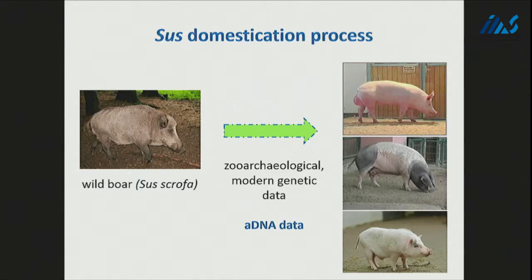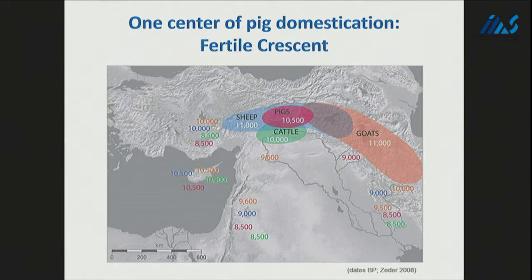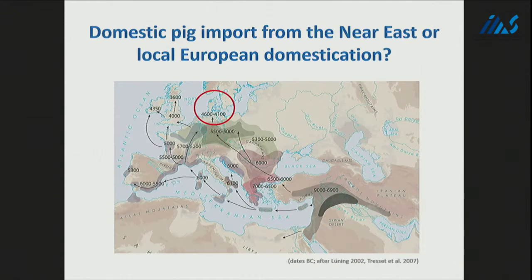using zooarchaeological data and modern genetic data. And over the last couple of years, also a lot of aDNA studies have contributed to reconstruct this process. Now, one center of pig domestication was the Fertile Crescent, and the first domestic pigs appeared around 10,000 years ago there. However, in my talk, I will focus only on northern Germany.